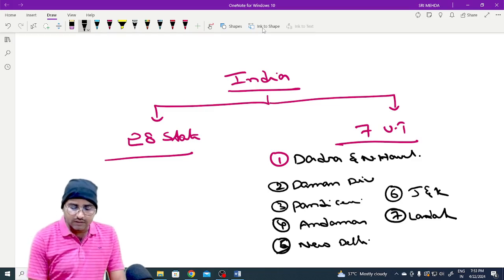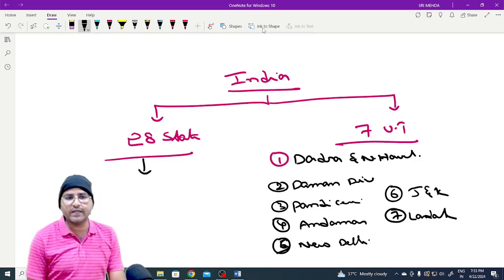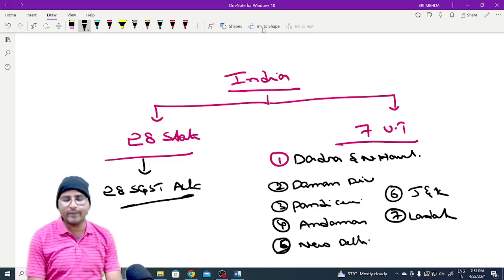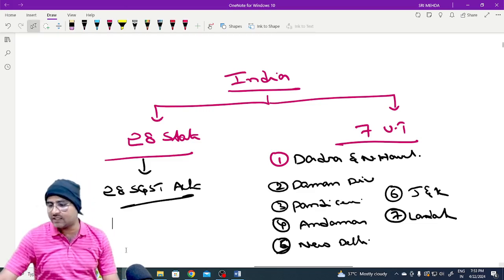Now, in 28 states, we have 28 SGST acts. How many? 28 SGST acts.